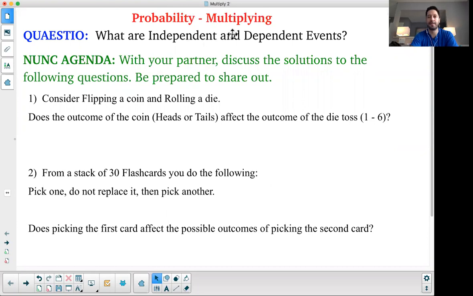So what are independent and dependent events? Let's consider the following: flipping a coin and rolling a die. Does the outcome of the coin affect the outcome of the die toss? Well, think about it. You flip the coin, it can land heads or tails. So now the coin is on the table, and then you roll the die. It's not like the die is going to look at the coin for affirmation and say, okay, because you landed on heads, I'm going to land on one, right? So they don't affect one another at all.